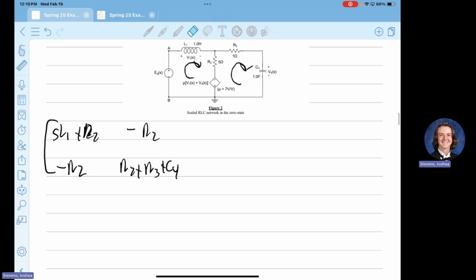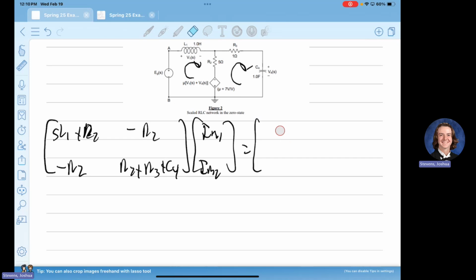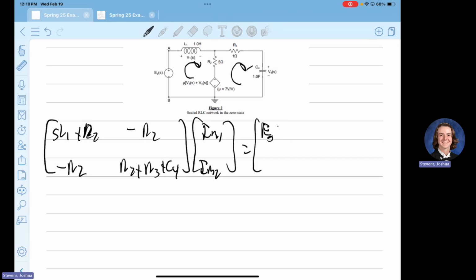So then we do this. IM1, IM2 equals our voltages, which in this case is this thing. Yes, it would be positive. I'm going to delete this. Eg of S plus mu V1 plus V4. It's negative in the other one because it's flipped. V1 plus V4. All right.